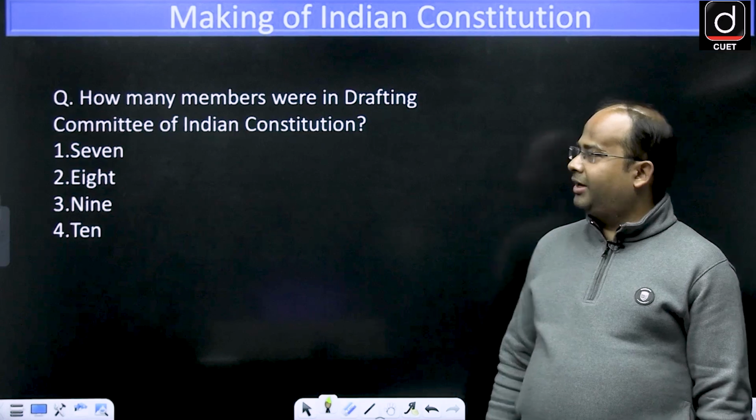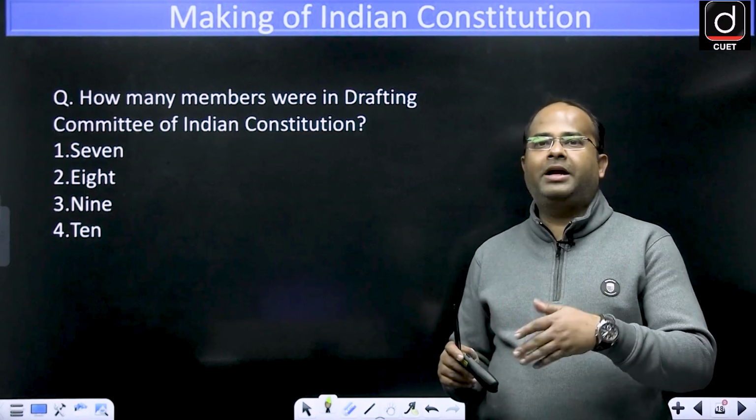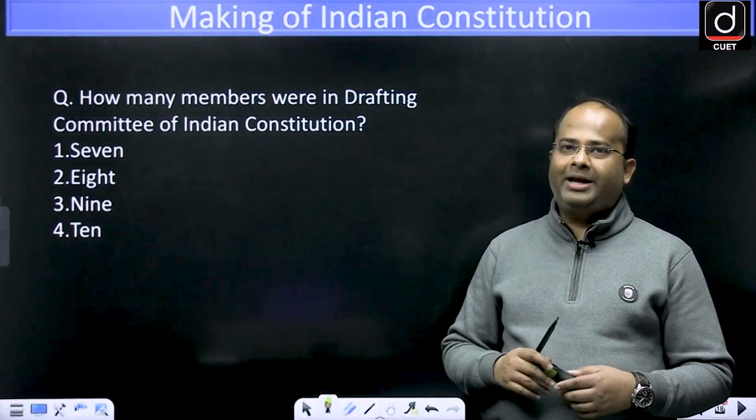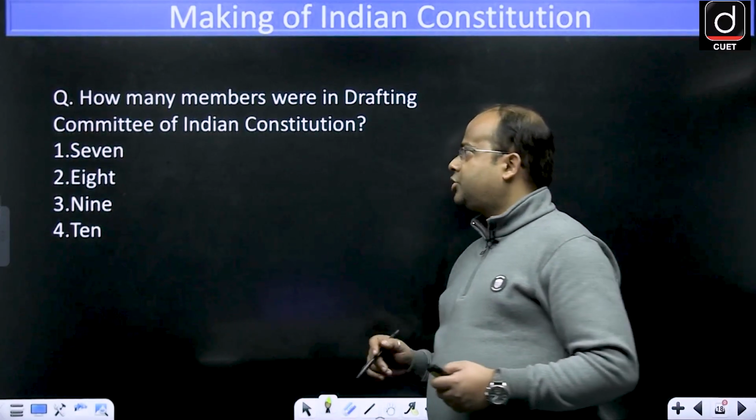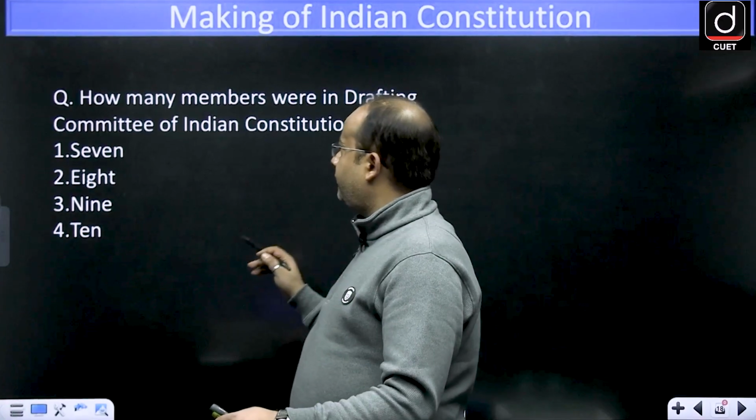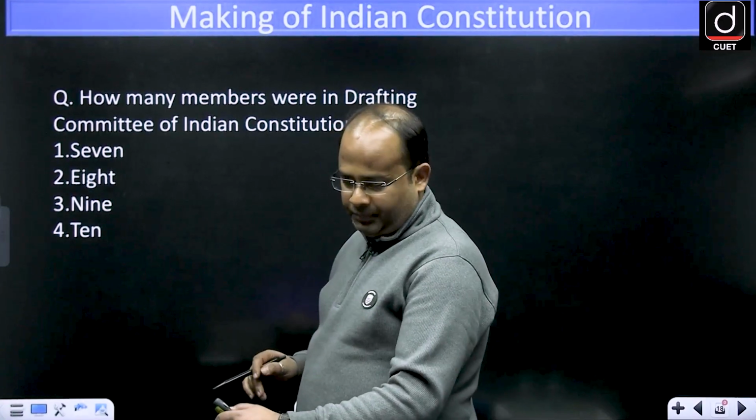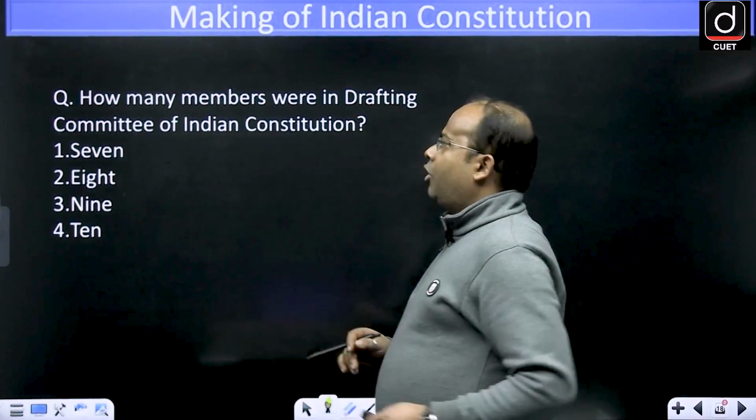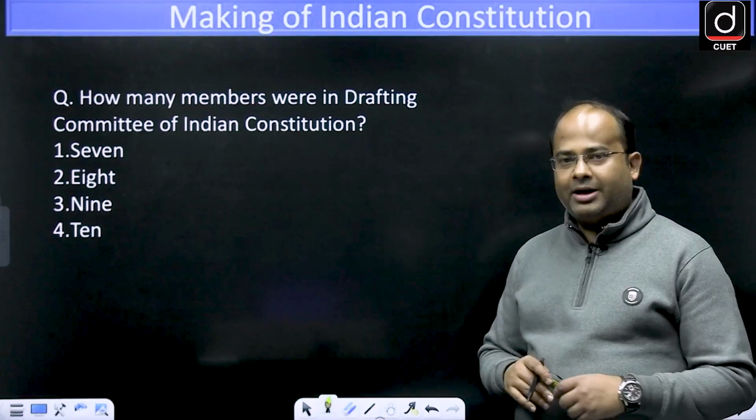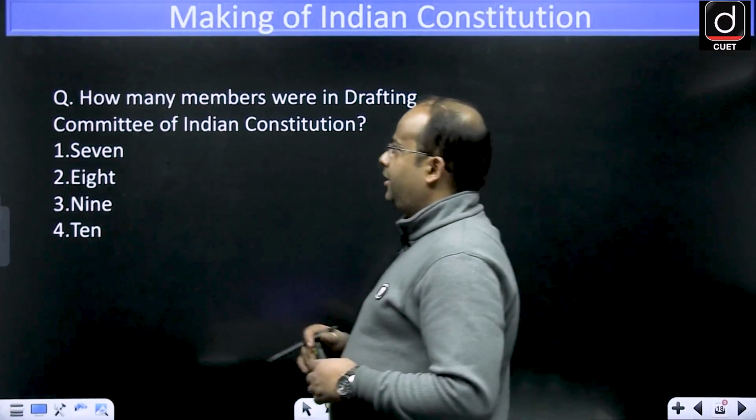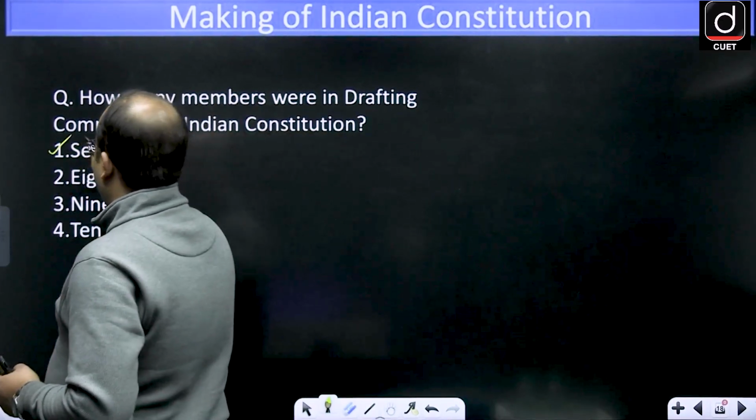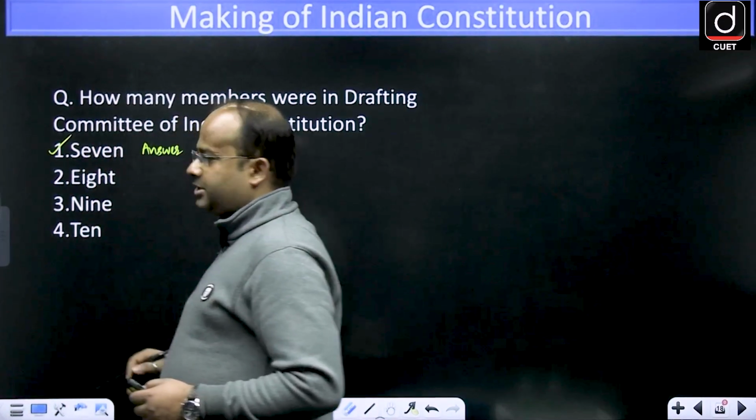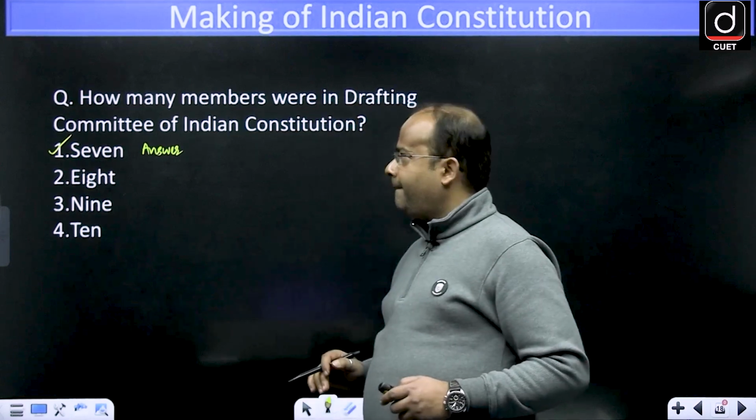Now guys, let's quickly revise the topics that we have discussed in the form of questions and answers. So let's quickly do the recap of the session. First question: how many members were in the Drafting Committee of the Indian Constitution? Options are 7, 8, 9 or 10. We all know that the number of members in the Drafting Committee was 7.